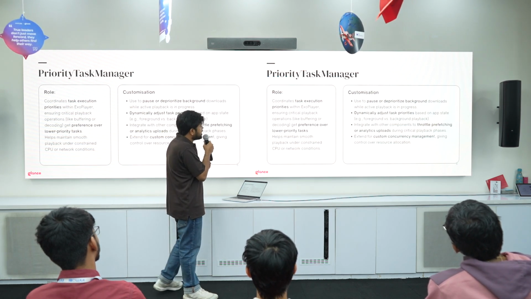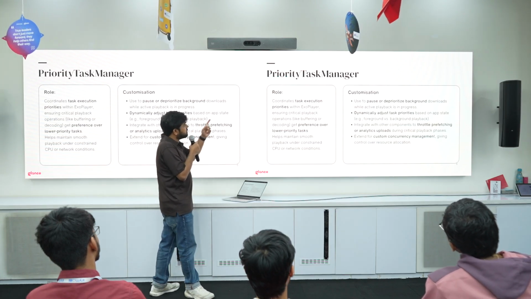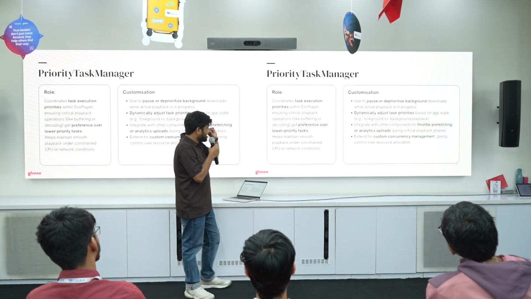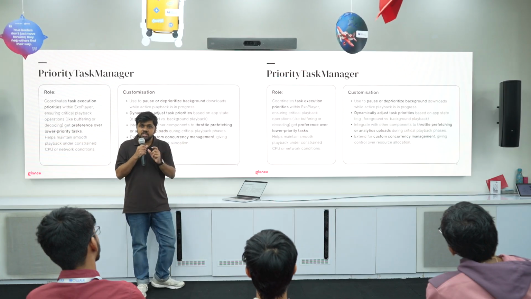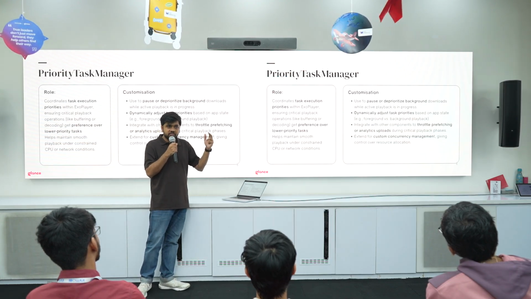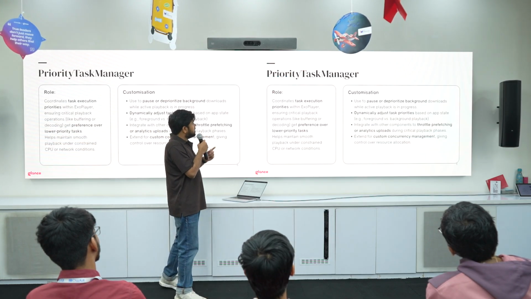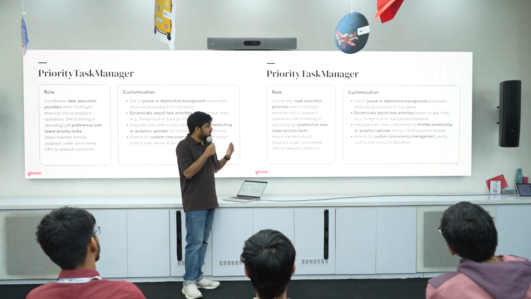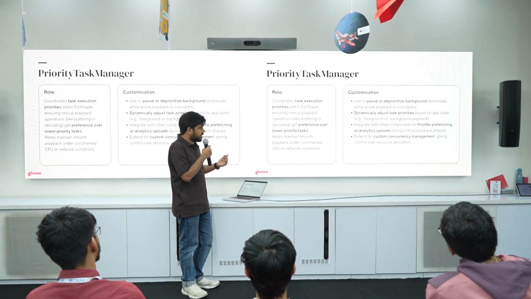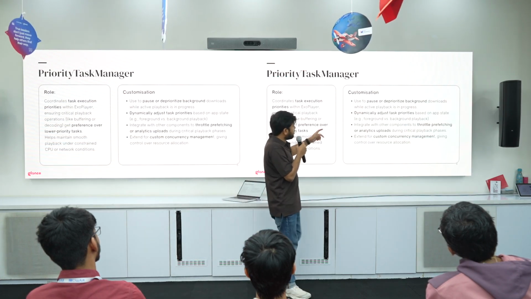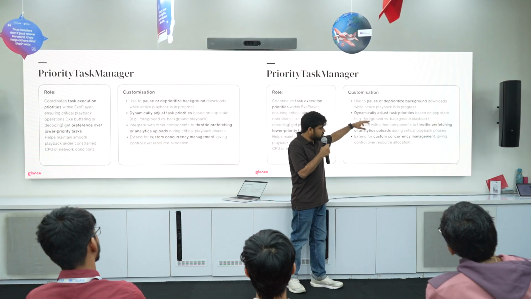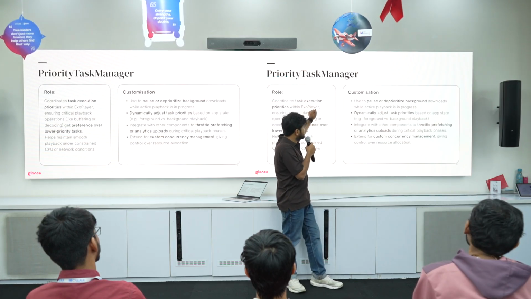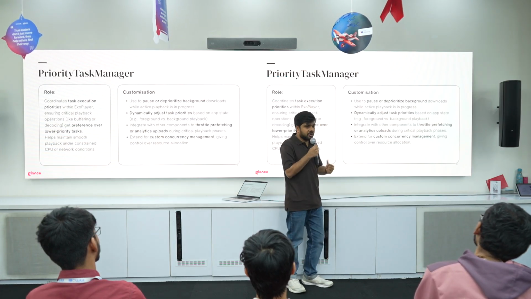That queuing behavior is provided by the priority task manager, and we can provide the same instance of the priority task manager to all the media sources of those players. Using this, we can tell which one to prefer, which one is lower priority, and which to suspend. We can pause or deprioritize the background task using a priority task manager. We can dynamically adjust the priorities of the video.